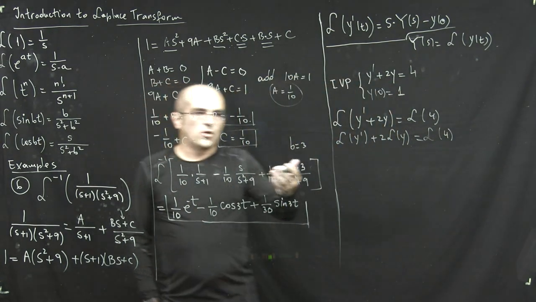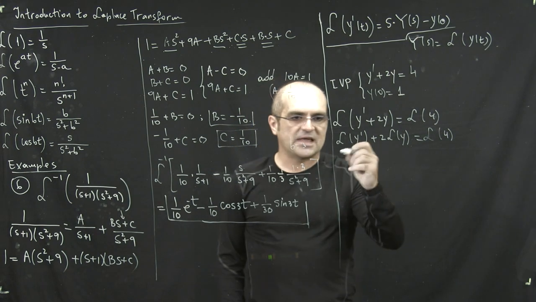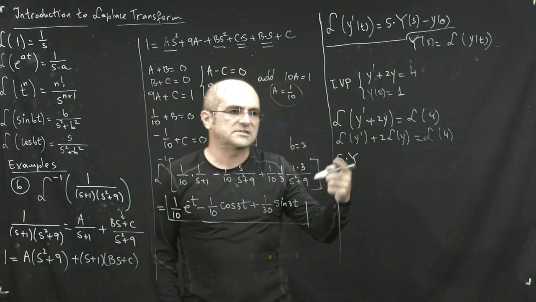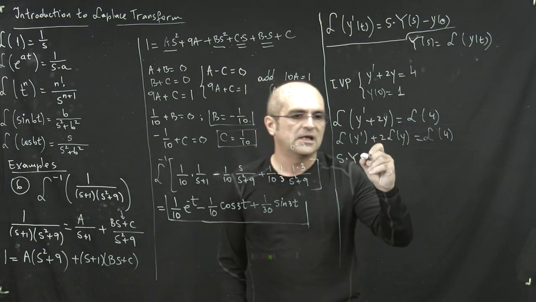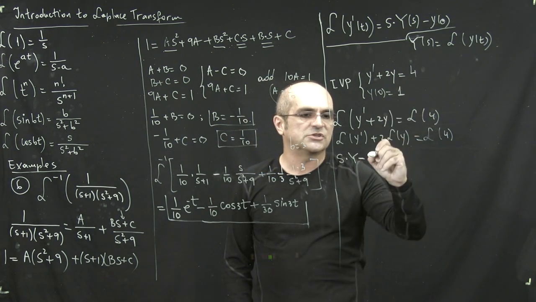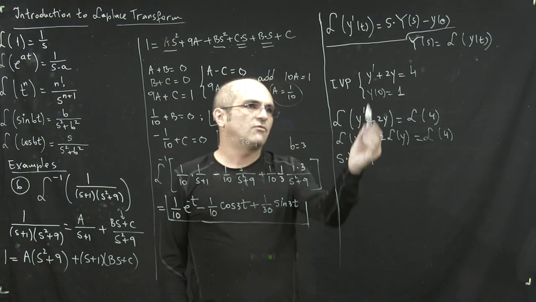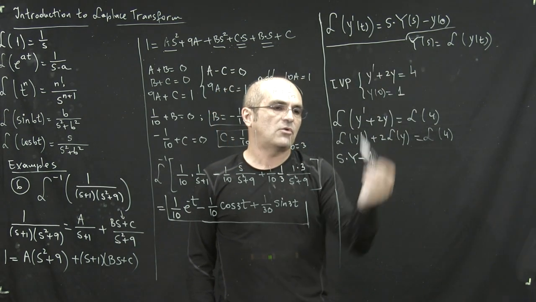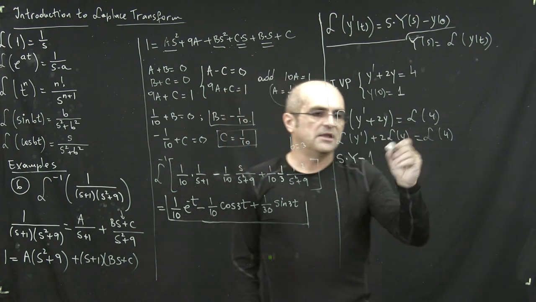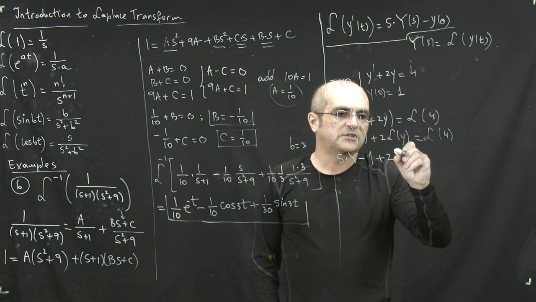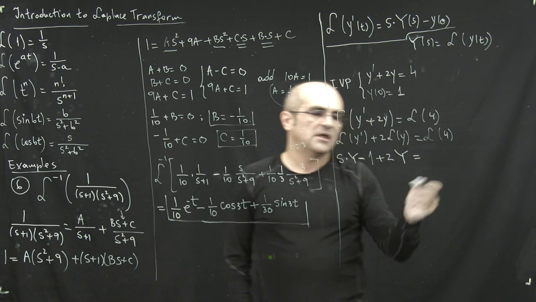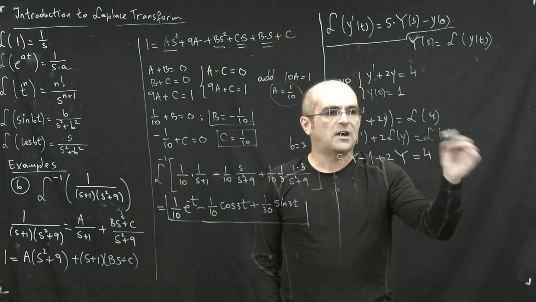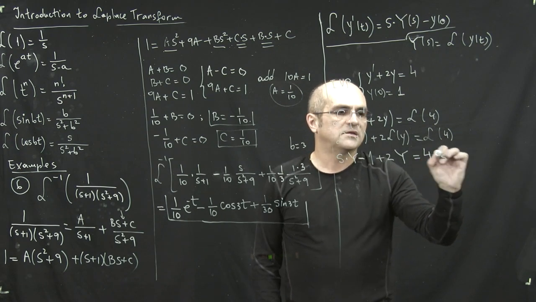Now use the formulas in the table. So the table states that this is S big Y of S. I'm not going to write Y of S because we understand that big Y is in terms of S, minus y of 0, which is 1. So L of y prime, according to the formula, is S big Y minus y of 0, which is 1. And then this is 2 L of little y, which is big Y. And again, from the table, L of 4, move the 4 out. L of 1 is 1 over S.